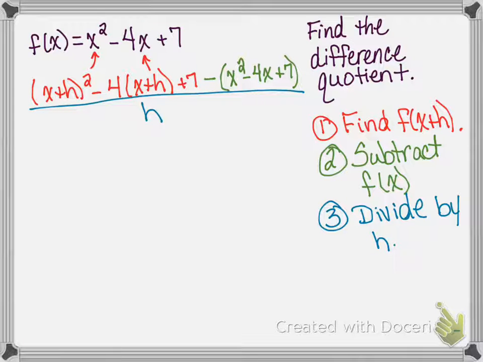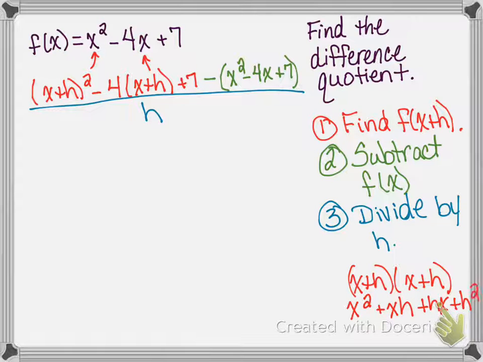Now, before we start simplifying everything, there's a few things that I need to simplify within f of x plus h and within subtracting f of x. What do I need to do to that x plus h squared? Yeah, we've got to FOIL it. So I have x plus h times x plus h. X times x is x squared. X times h is xh. H times x is hx. H times h is h squared.